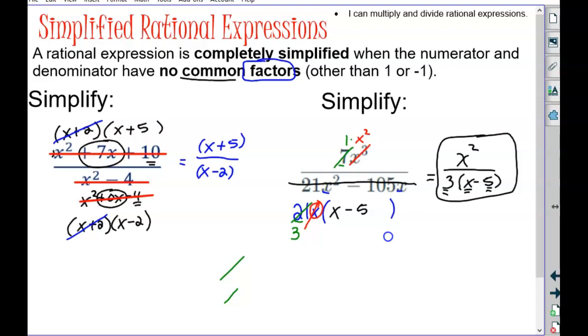So here's the nice thing, what we're going to do now is add, subtract, multiply and divide. And then when we get to our final answer, we have to check and see, can it be simplified? So we're going to go back to this step. All right, so this is kind of like your last step that you'll do.